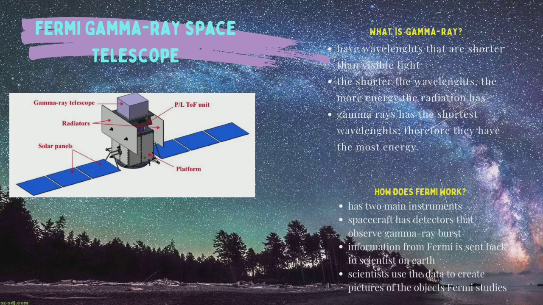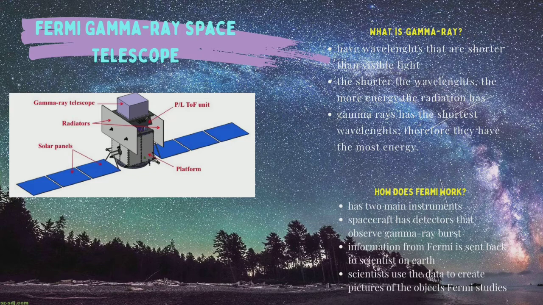X-rays and gamma rays all have wavelengths that are shorter than visible light. The shorter the wavelength, the more energy the radiation has. Gamma rays have the shortest wavelength, therefore they have the most energy. Gamma rays have more than 1 billion times the energy of visible light. Gamma rays have so much energy they could harm people on Earth.